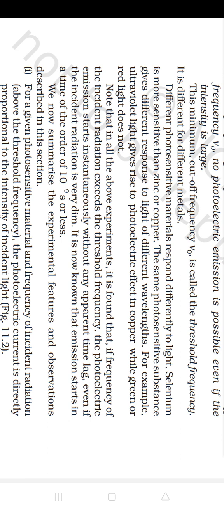Note that in all the above experiments, it is found that if the frequency of the incident radiation exceeds the threshold frequency, the photoelectric emission starts instantaneously without any apparent time lag, even if the incident radiation is very dim. It is now known that emission starts in a time of the order of 10⁻⁹ seconds or less. We now summarize the experimental features and observations described in this section.